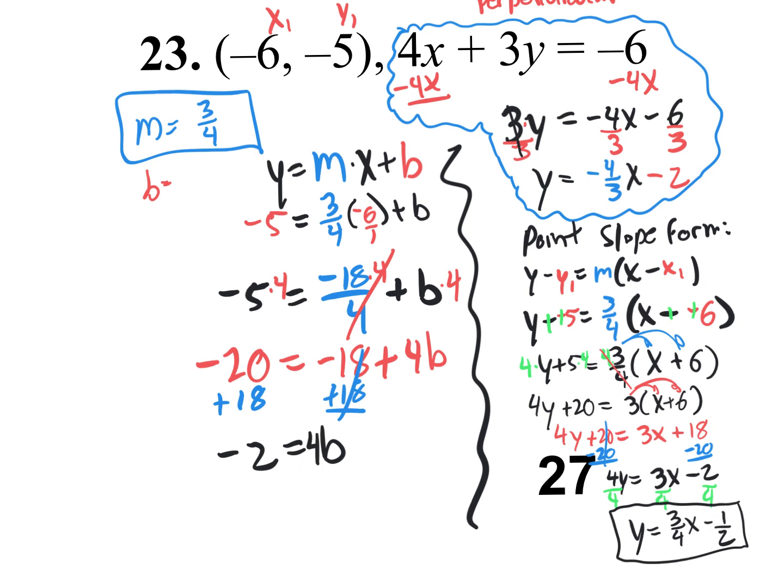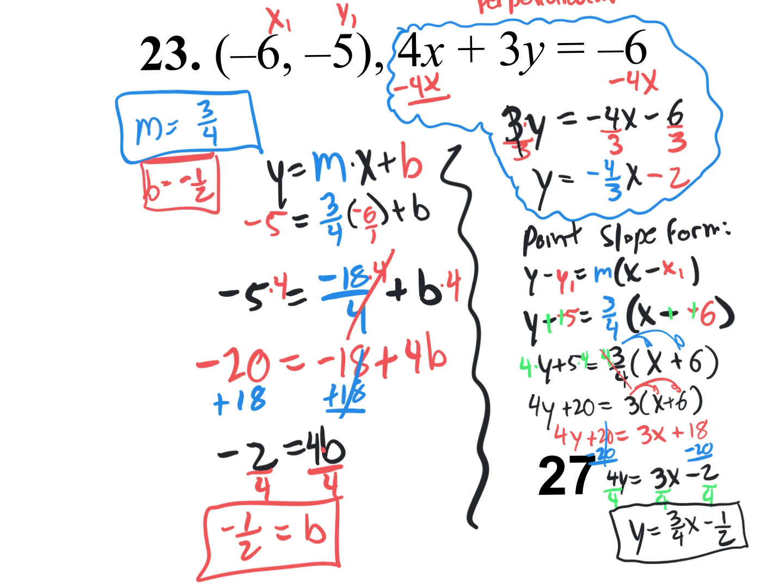That means you want to get rid of that multiplication of 4 in front of the b. You're going to divide by 4 and divide by 4, giving you -1/2 on this side, equaling b on that side. And now that we know that our b value is -1/2, we could write our equation of y equals mx plus b. So the answer is y equals 3/4 x minus 1/2.